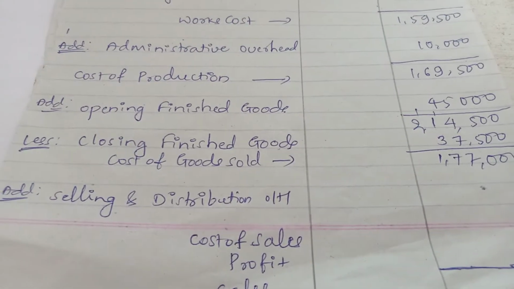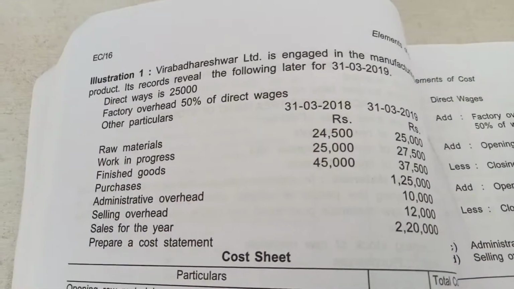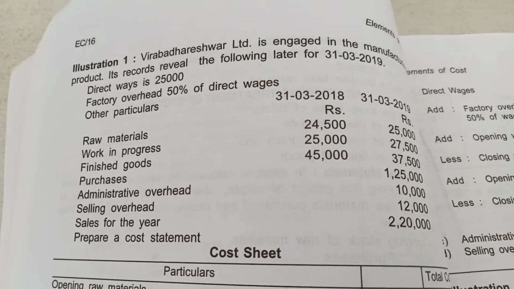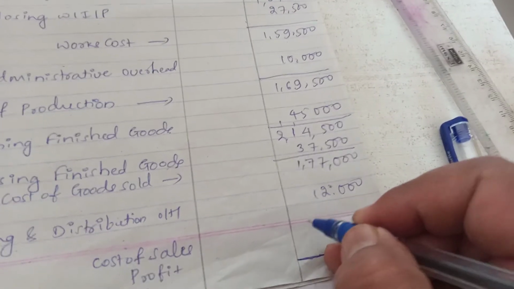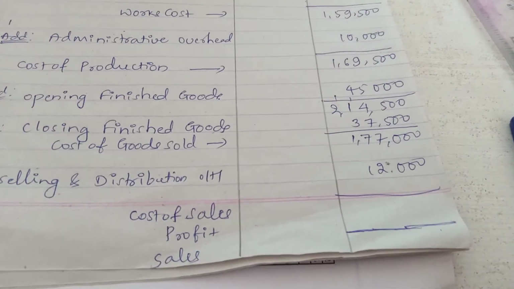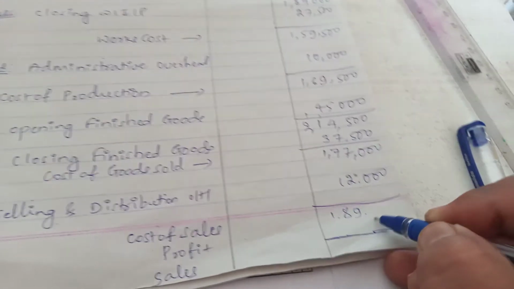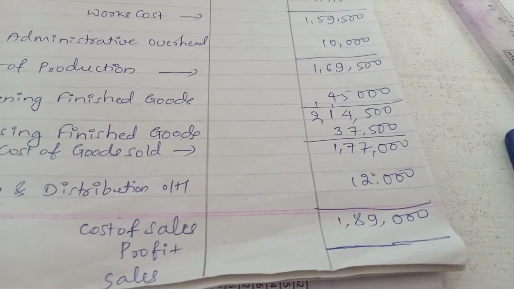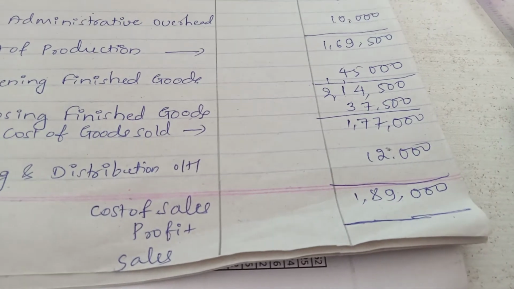Now the last remaining head is the selling and distribution overhead. So go through the problem whether the selling and distribution overhead has been given. Yes, last but third item, that is selling overhead 12,000. I am going to add 12,000 to the cost of goods sold. After adding the 12,000 I will get 1,89,000. Cost of sales will be the 1,89,000, and profit is what we are supposed to ascertain.